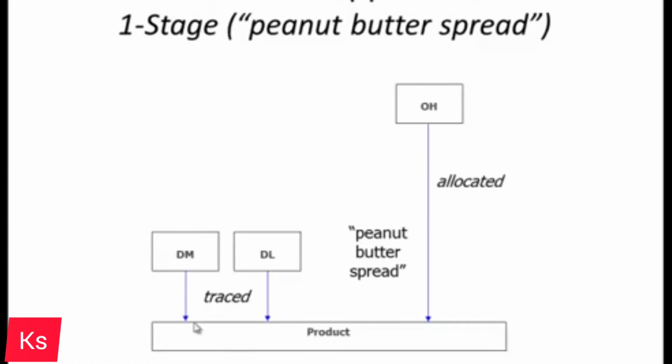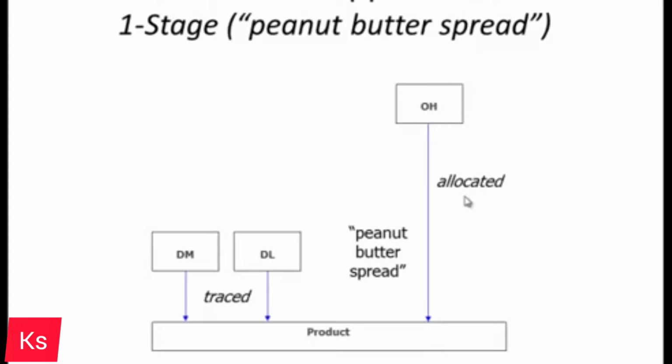All the direct material is going to be traced. All the direct labor is going to be traced to that product. Again, that's the easy part. In a single stage, one stage cost allocation system, we have one overhead cost pool, and all the overhead in that cost pool is allocated down to the product using one overhead rate.